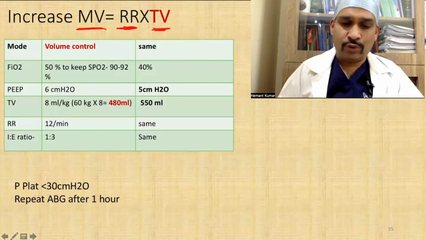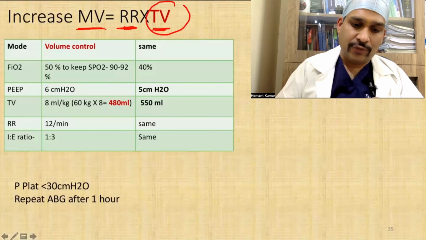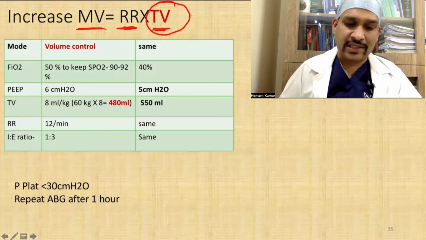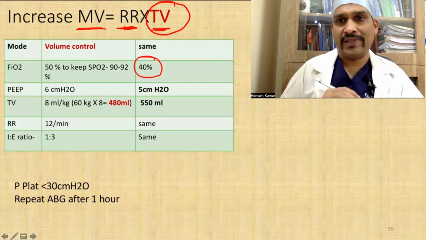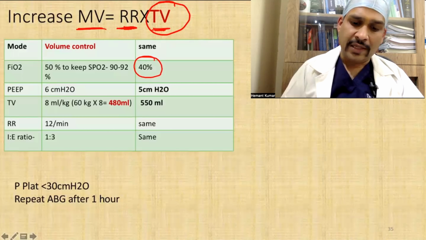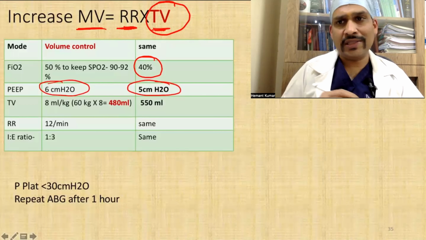So what should we do? We should increase tidal volume. In this patient, since SpO2 was good, we reduced FiO2 to 40%. Previously it was 50%. PEEP, previously it was 6 centimeters, we reduced to 5 centimeters because there is adequate oxygenation.